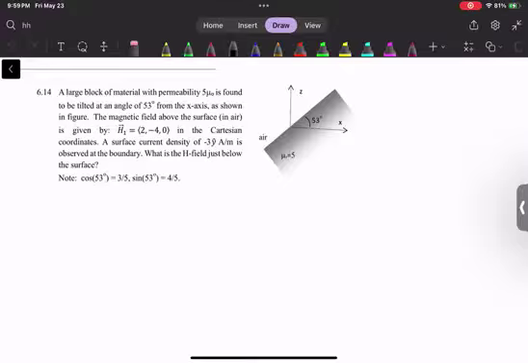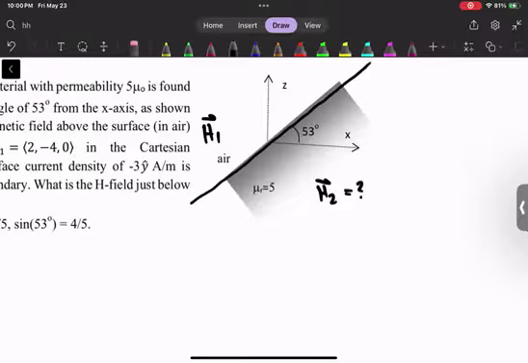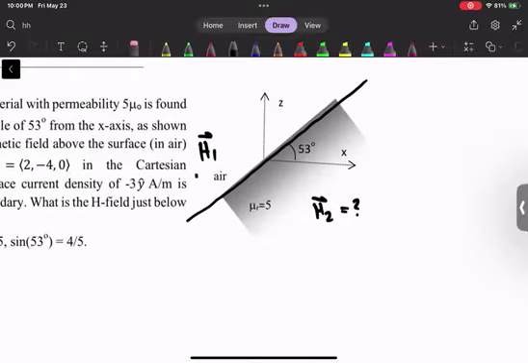So here we have a boundary, and we need to find the H field below the surface. We know that above the surface in air we have a magnetic field of H1, which is given. So we know H1. We need to find H2. Here we have our surface, our boundary. This is material one, material two.